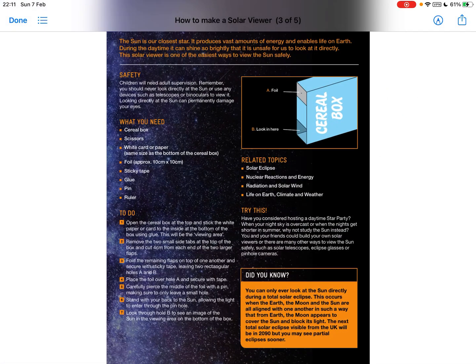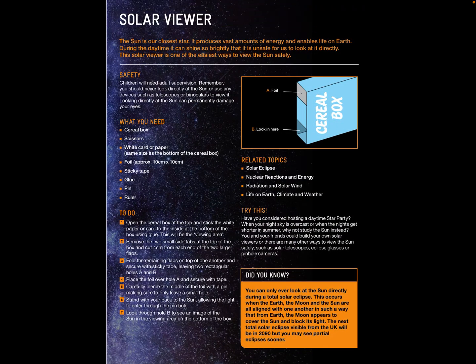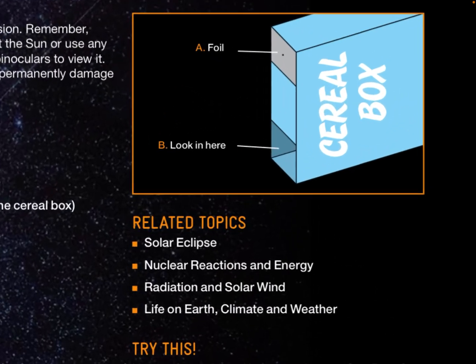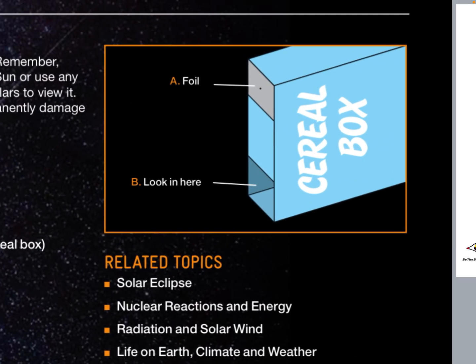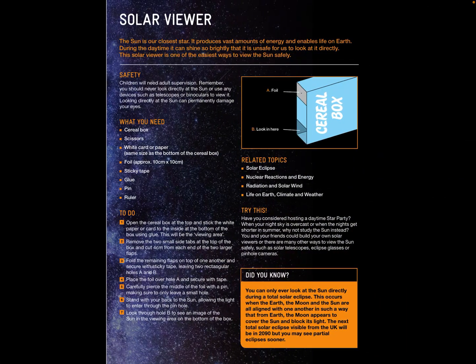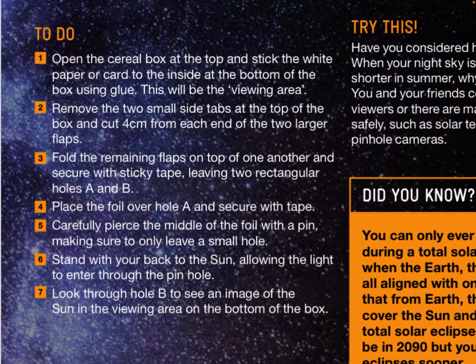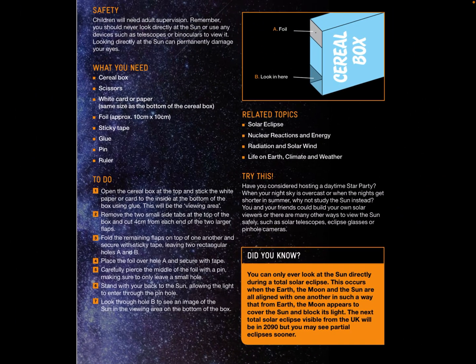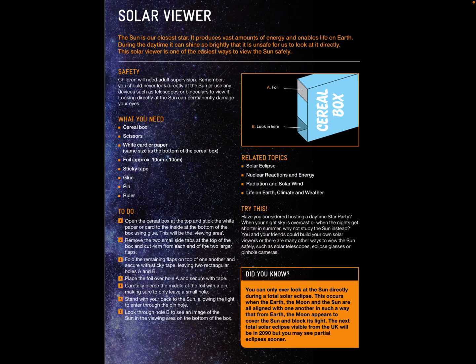When you open up this file, you'll see this sheet right here. You'll see in the top corner of the sheet, there's a picture to show you what your solar viewer should look like. And then on the bottom left, you'll see a list of instructions that tell you how to make it. Now, as I said earlier, this is an optional task just to give you something a wee bit different and a bit more practical to do to learn more about space and space exploration.